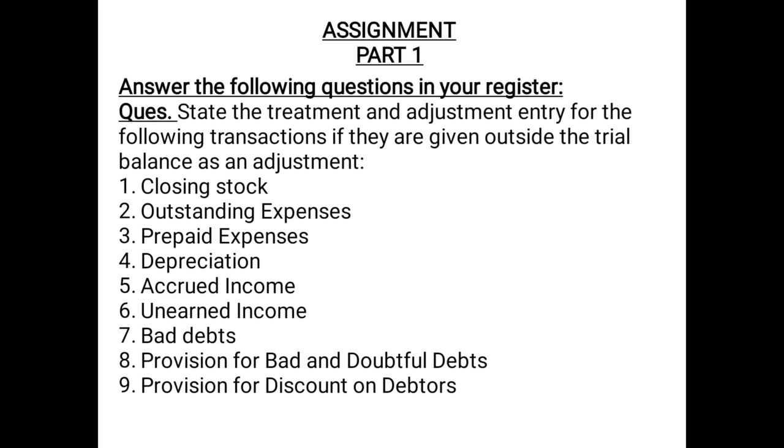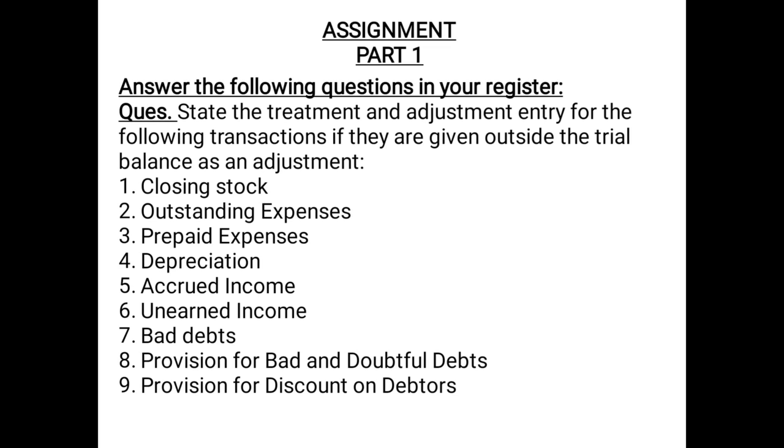Secondly, outstanding expenses. Now, where will it be shown? What is the treatment? Outstanding expenses will be added to the respective expense on the debit side of the trading account or profit and loss account. And secondly, it will be shown as a liability on the liability side of the balance sheet. Now, what will be the adjustment entry for the outstanding expenses? Expenses account debited to outstanding expenses account.